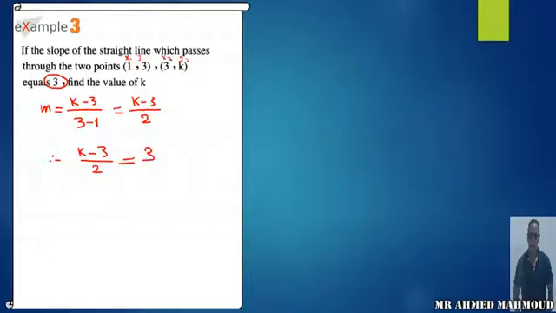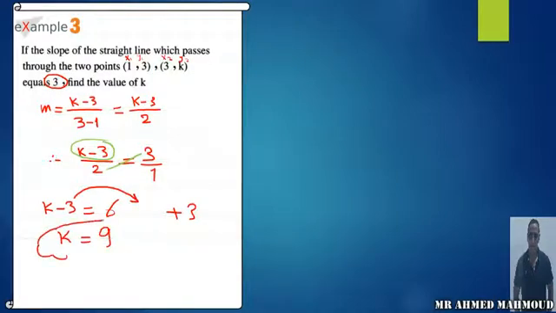Here I can represent 3 as 3 over 1. Then I will make cross multiplication. k minus 3 equals 2 times 3 over 1. 2 times 3 is 6 over 1, equals 6. By sending minus 3 there as plus 3, then k equals 6 plus 3 equals 9. This is the value of k.